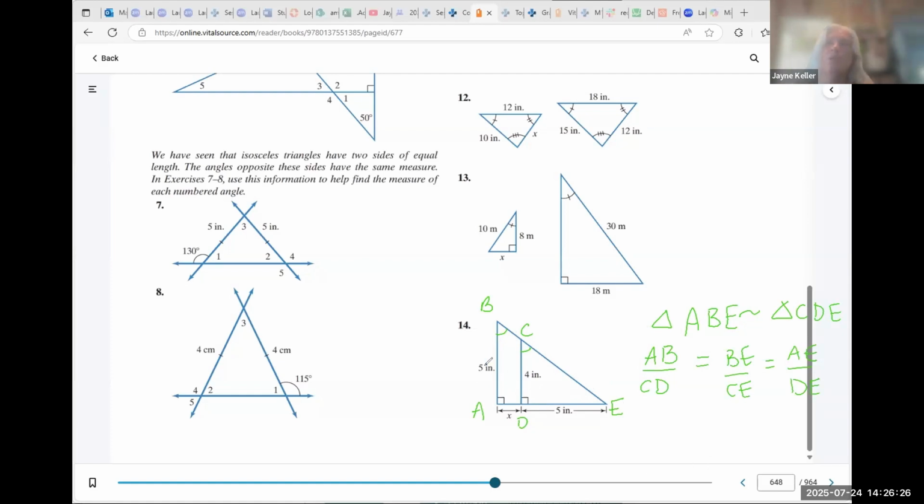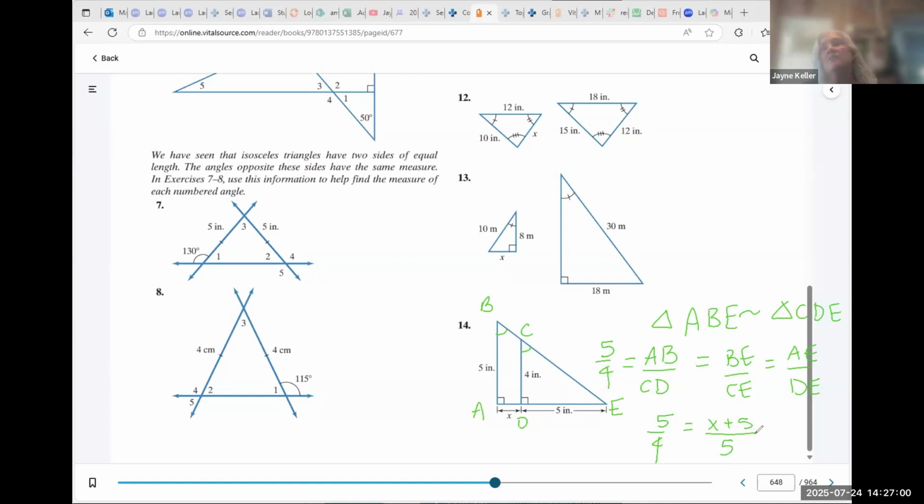So all of those sides have that same ratio, whatever it is. Well, we know what it is here because AB is 5 and CD is 4. So all of these sides have this ratio of 5 to 4. And the one that we're trying to figure out is this one here. We don't know AE, but we know that it's X plus 5, yeah? And then what do we know about DE? It's 5.